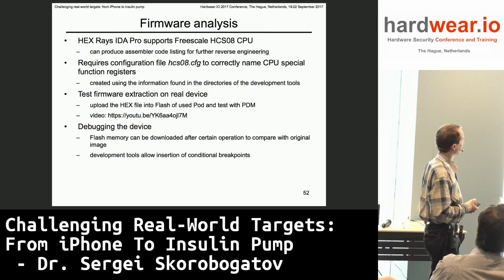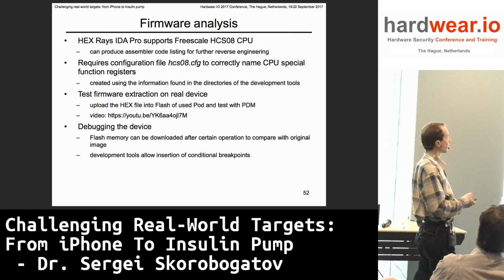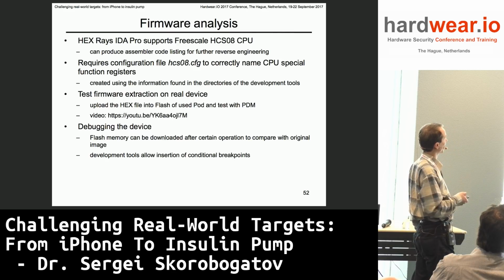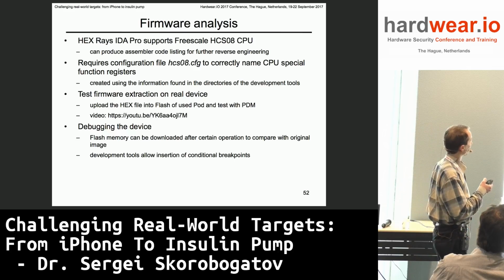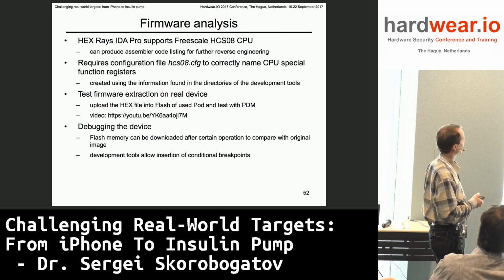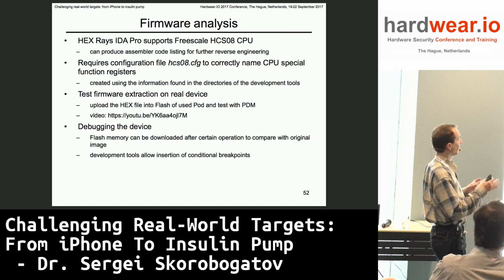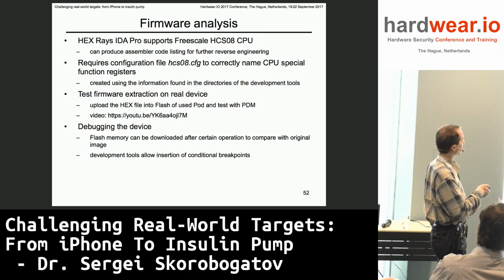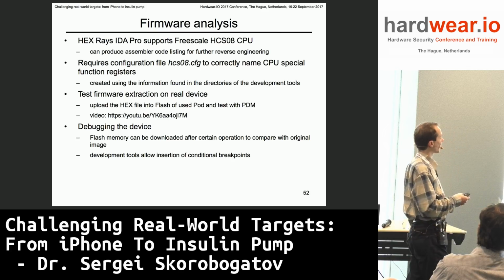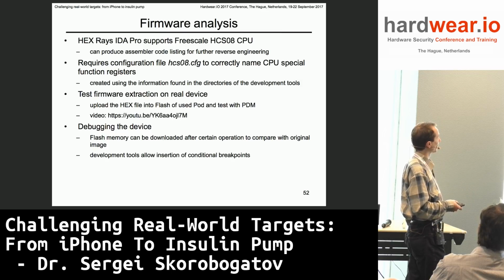And then once the file is produced, I can use the disassembler to produce the assembler code, and for that I used Hex-Rays IDA Pro, because it supports this family of microcontrollers. And also, ideally, you would need to create a configuration file for the disassembler, because otherwise, instead of meaningful CPU registers, it will just give you the address. So you have to create the file, and all the necessary information for creating this file for special CPU registers was available from the development tools.